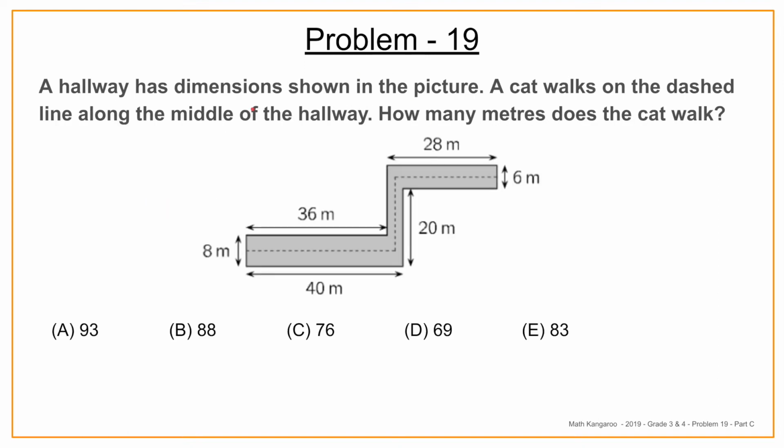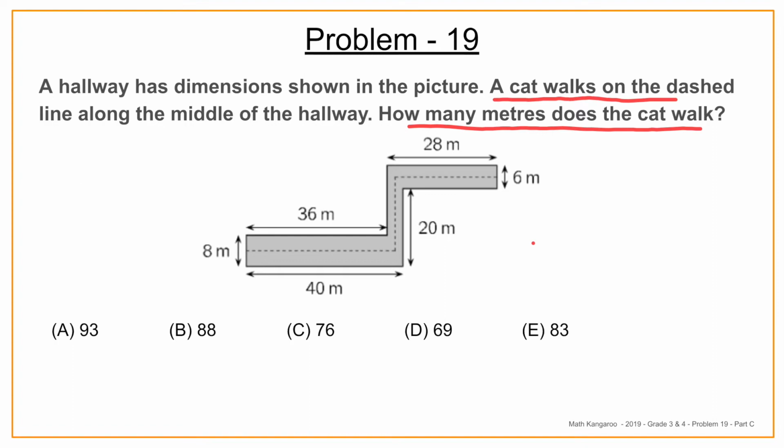Problem 19. A hallway has dimensions shown in the picture. A cat walks on the dashed line along the middle of the hallway. How many meters does the cat walk? We need to determine how much the cat walks from here, here, and here, and what its distance is. We will solve this problem very carefully, step by step.